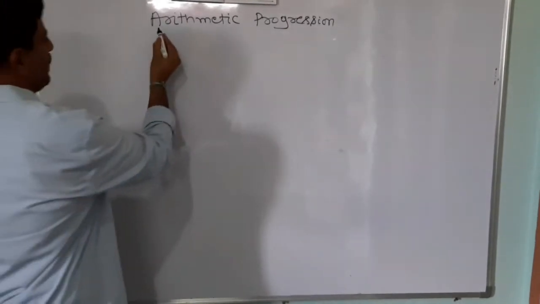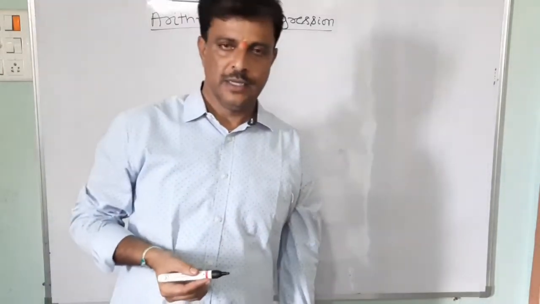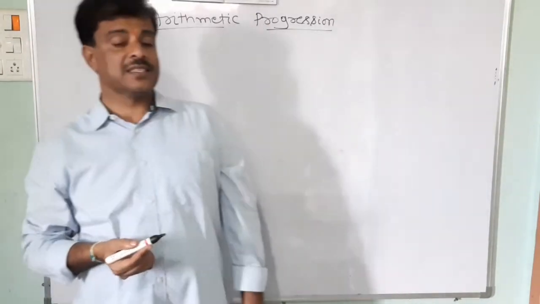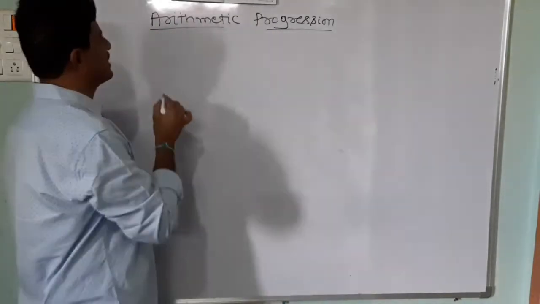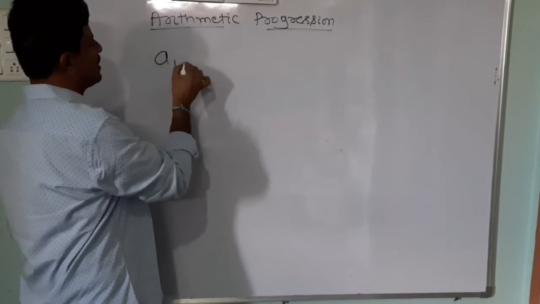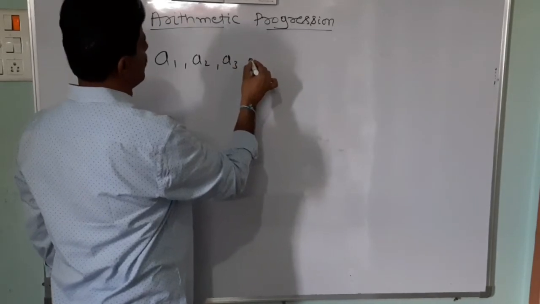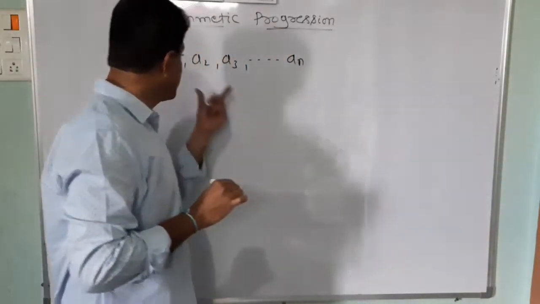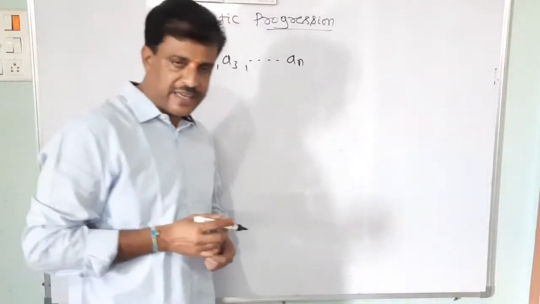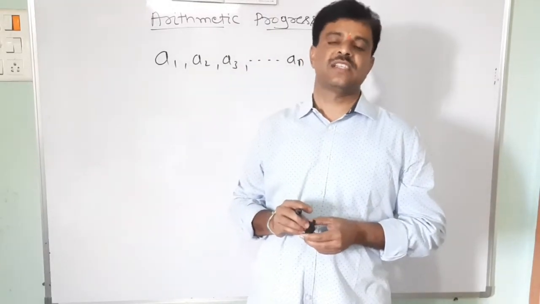Okay, arithmetic progressions. What is meant by arithmetic progressions? A sequence, for example, a1, a2, a3, a4, etc., an. This is an arithmetic progression, where the common difference is the same. A sequence is an orderly arrangement by some rule, but the common difference is the same.